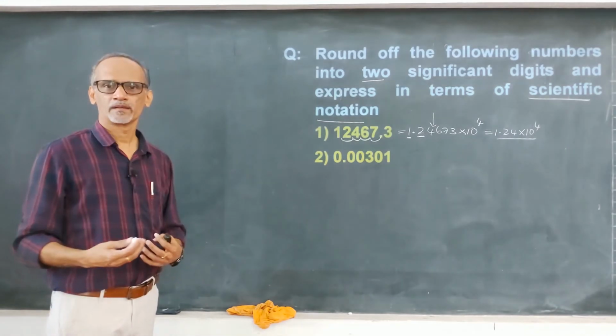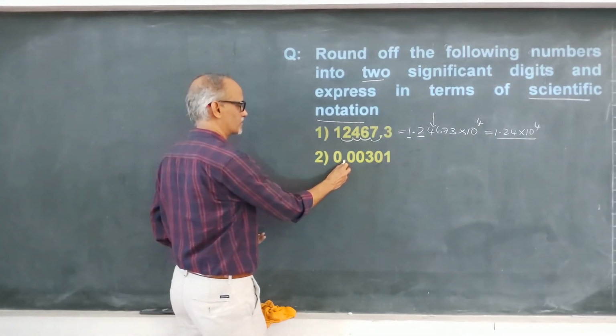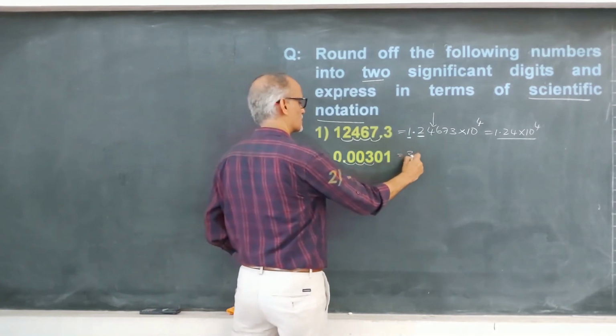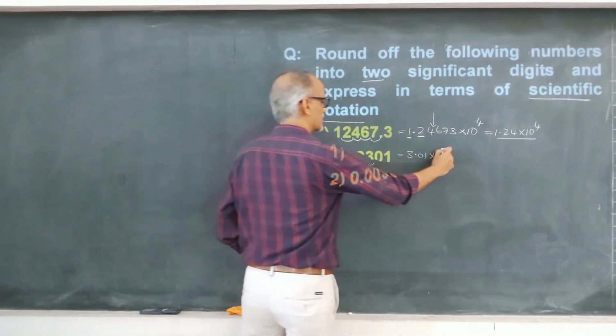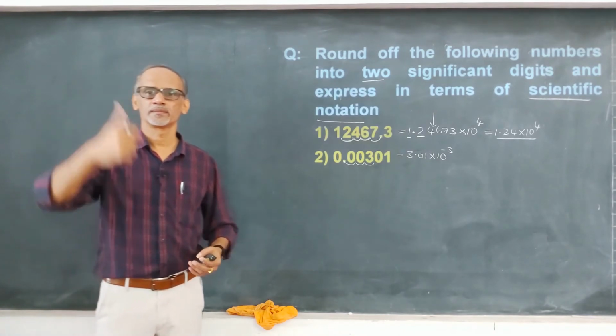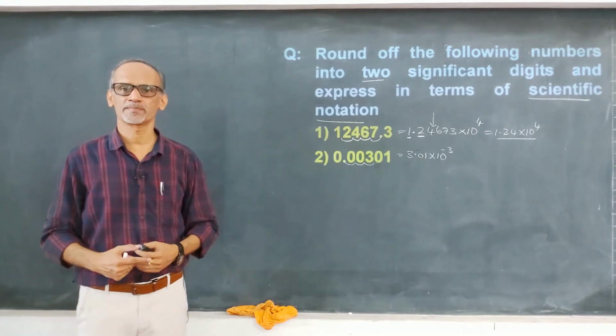First, as usual, we'll shift it and then we'll write in terms of scientific notation. Okay, check here 1, 2 and then 3. So, 3.01 into 10 to the power minus 3, correct? No, because whenever the number is lesser than 1, the 10 power is always a negative. Whenever the number is greater than 1, the power is always positive.